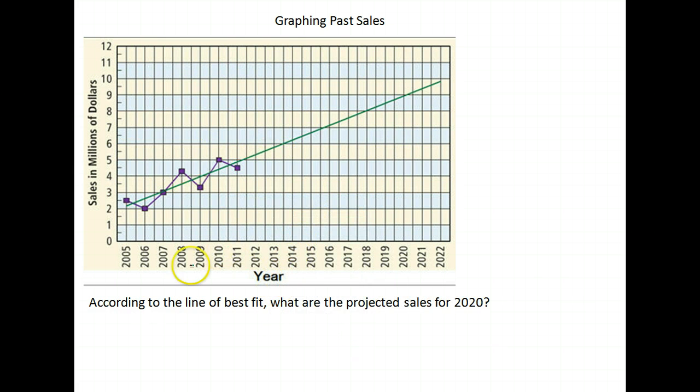Okay, there's the same graph. It says according to the line of best fit, what are the projected sales for 2020? So where's 2020? Here it is, 2020. Okay, again, we look up to see, okay, well, where is our graph at 2020? There we are. Here we're at this point right here. That's where our line is. And then we look over to the side to see where are we at, okay, in millions of dollars, how high, and it looks like we're right at 9 million. So the projected sales would be $9 million.